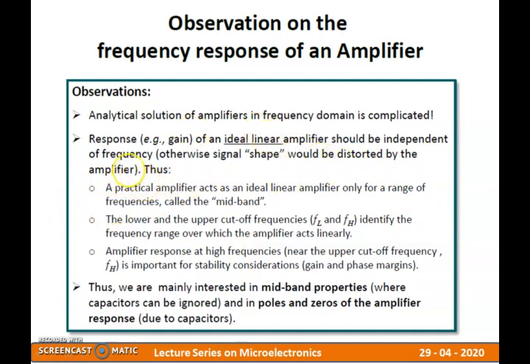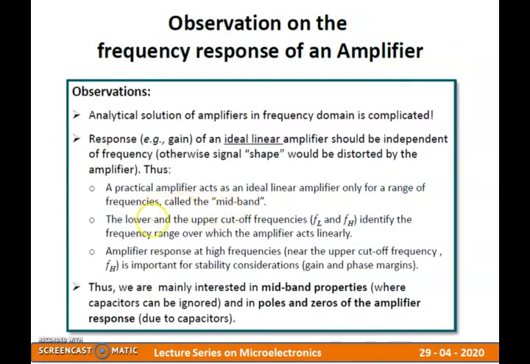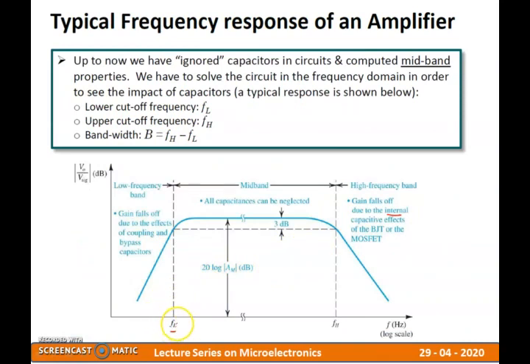So when we say this, a practical amplifier acts as a linear amplifier only for a range of frequency called the midband. As you can see over here, practically speaking, an amplifier's gain will be constant within a band of frequency. That's what we call the bandwidth or midband of the particular amplifier. Lower and upper cutoff frequencies identify the frequency range over which the amplifier acts linearly. So again, after FL and before FH, whatever the range of frequency, that will be the range where my amplifier will have a constant gain.